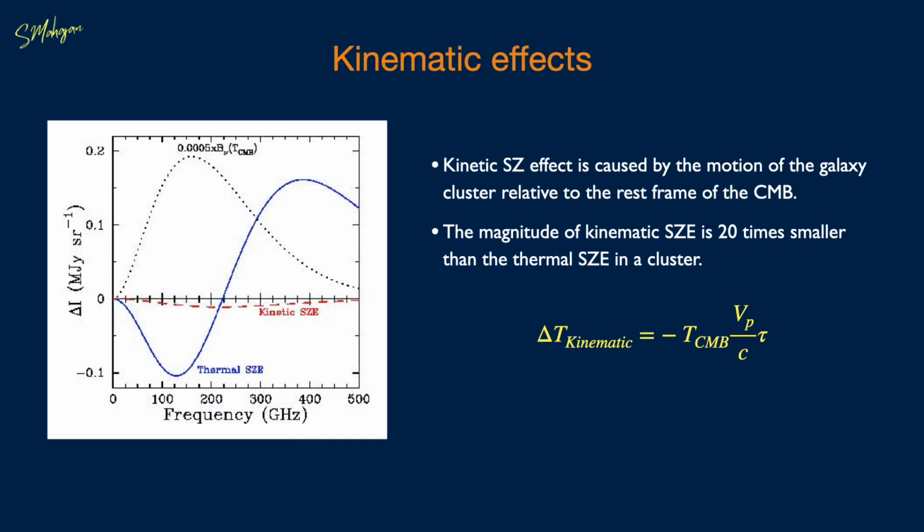The kinematic Sunyaev-Zeldovich effect is caused when a galaxy cluster is moving relative to the Hubble flow, or in other words, with respect to the rest frame of the CMB radiation. This bulk motion would cause scattering of CMB photons such that the entire blackbody curve is shifted, and the temperature of the CMB appears different in the direction of the cluster.